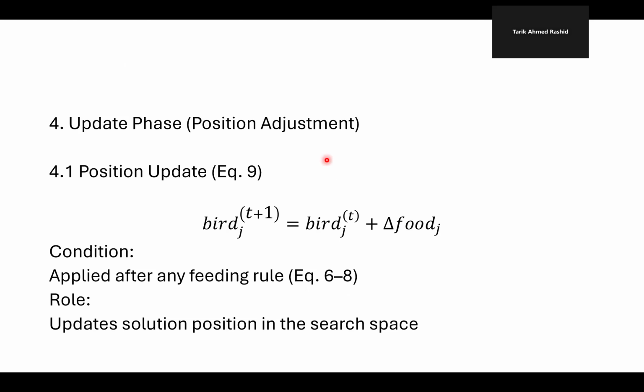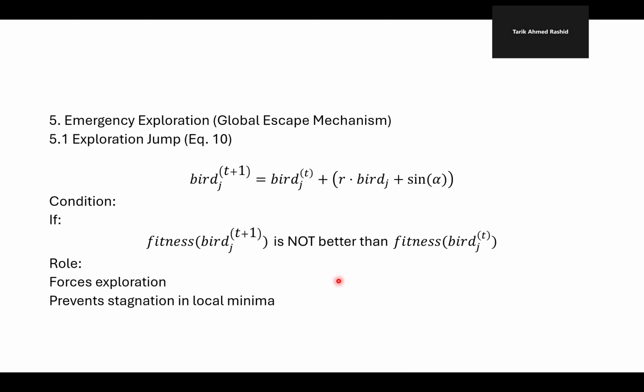Now, if we couldn't find a good solution, if the solution is worsening, we try to make a leap or jump to get out of the local search and come to exploration, global search. This equation will help us get into global search. And if the fitness of the new solution is good, we keep it.